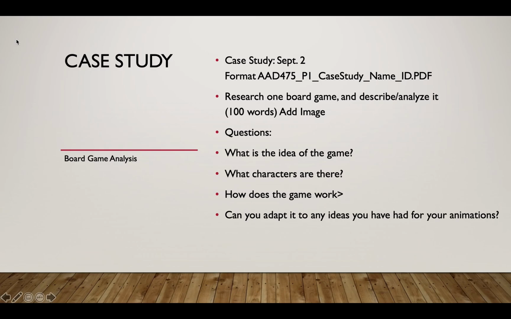But what I wanted was one board game and just describe or analyze it in 100 words. Give me an image of it. I asked, what's the idea of the game? What characters? What are the mechanics of the game? And since we were designing our own board game, what are the principles that allow you to create your own board game using the structure of another?